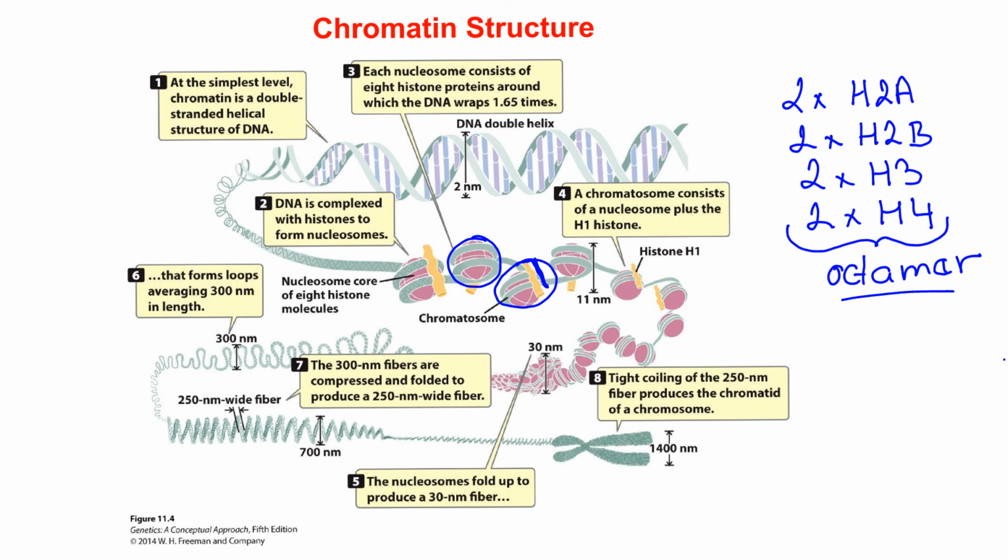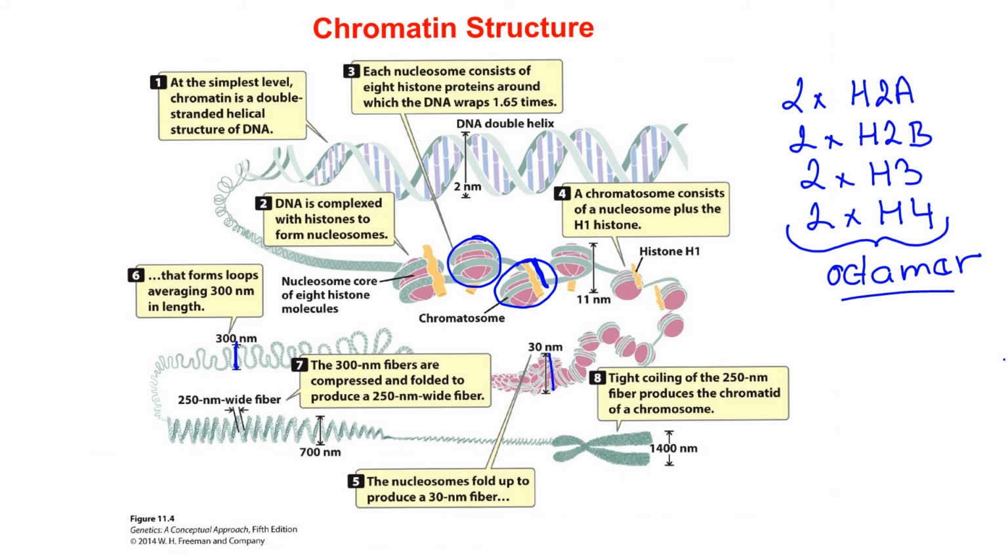They actually supercoil in a zigzag manner and form this 30 nanometer fiber, which further can form loops of 300 nanometers width or length. These loops, and actually even the 30 nanometer fiber, are stabilized by proteins which associate with chromatin. The 300 nanometer loops are packaged and folded, producing a 200 nanometer fiber. You see they are packaged here and produce a 200 nanometer wide fiber.